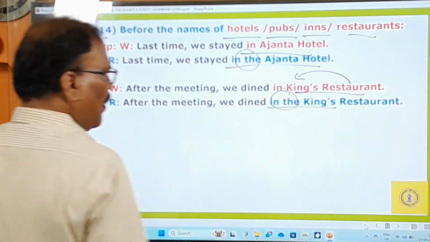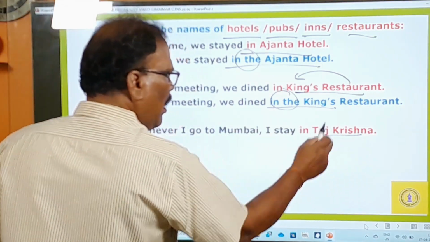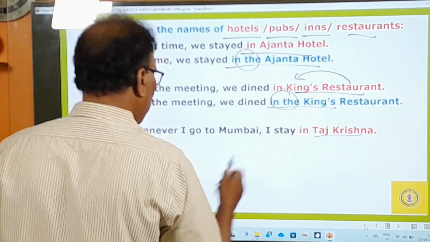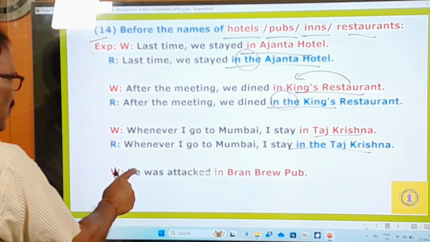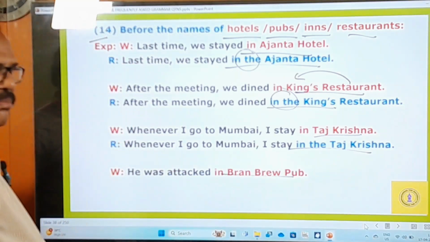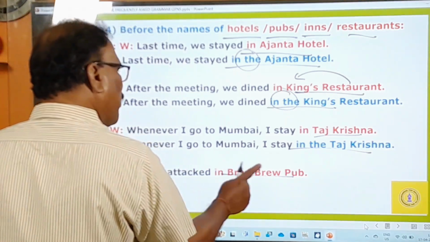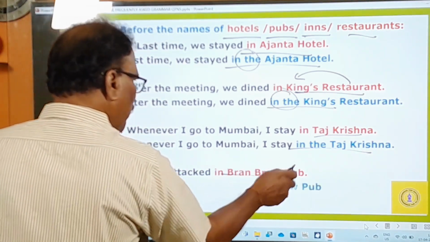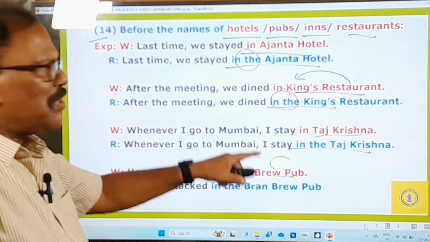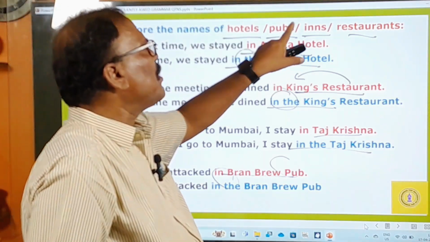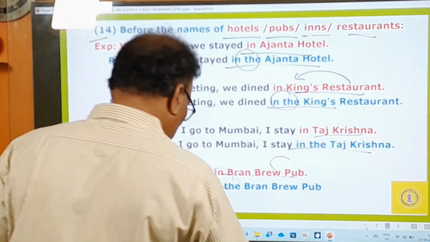The is there. Okay. And here, whenever I go to Mumbai, I stay in Taj Krishna. This is also a hotel, a pub, whatever it is. See, in the Taj Krishna, you have to say. And here, he was attacked in Bran Brew pub. It is in Banjara Hills or somewhere. We cannot say it's a pub. Before that, we have to use the definite article. He was attacked in the Bran Brew pub. So in this way, before the names of hotels, pubs, inns, restaurants, we must use the definite article. That's the rule. And now let's move on to learn other things.